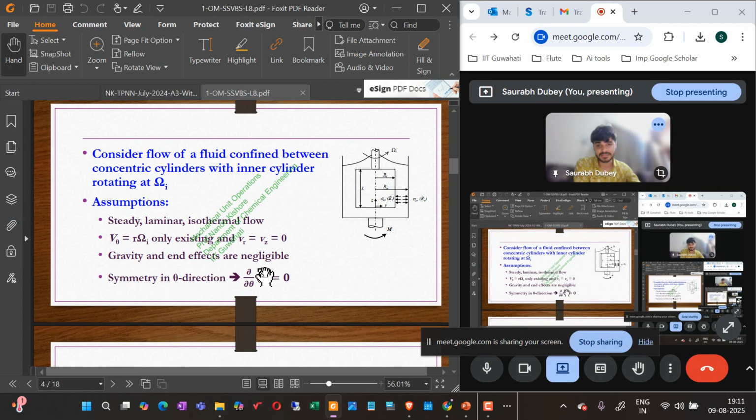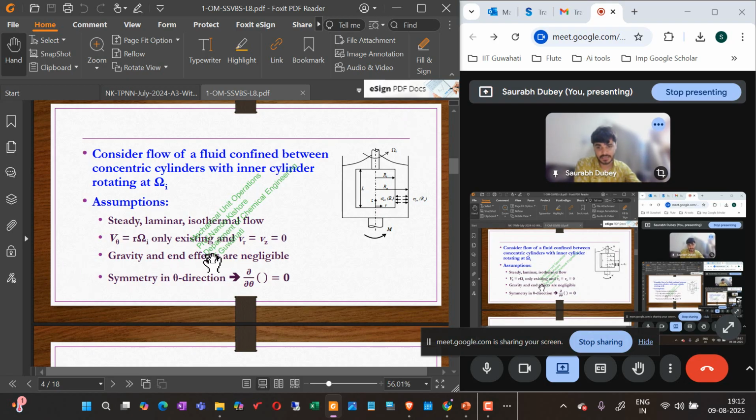But the main thing is to keep things simple here. The flow is steady, laminar and isothermal, so there are no temperature effects associated with any of the fluid rheological properties. And then v theta equals r omega, where omega is the rotational velocity of the inner cylinder that you are having.